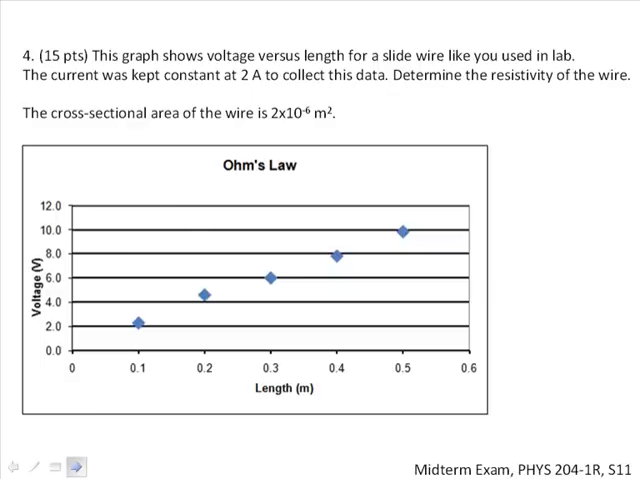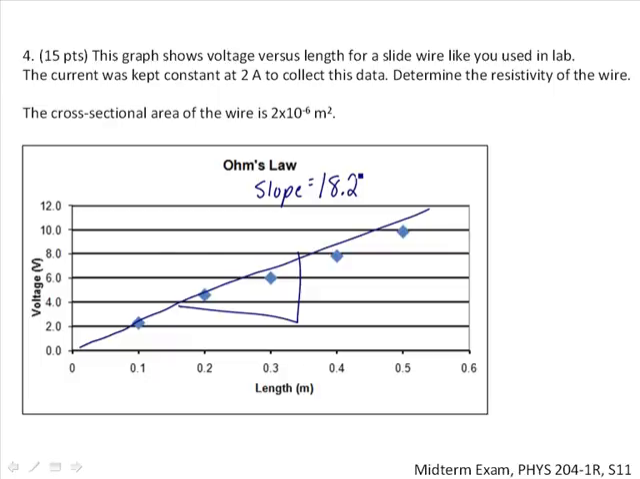Alright, this graph shows voltage versus length for a slide wire like used in the lab. The current was kept constant at 2 amps. Collect this data to determine the resistivity of the wire. Well, first you have to find the slope of this line. Draw a best fit line, find the slope, and you find that the slope is around 18. I found the slope to be 18.2. Again, I accepted slopes within a reasonable range of that, 15 to 25.